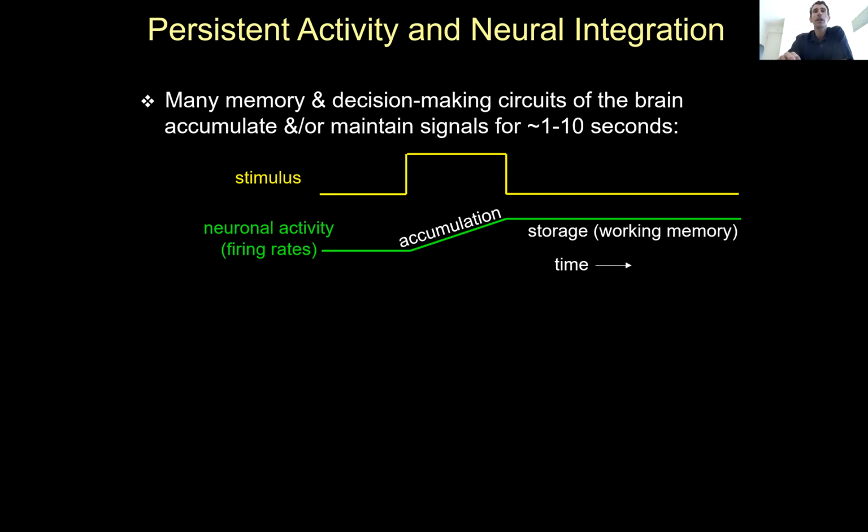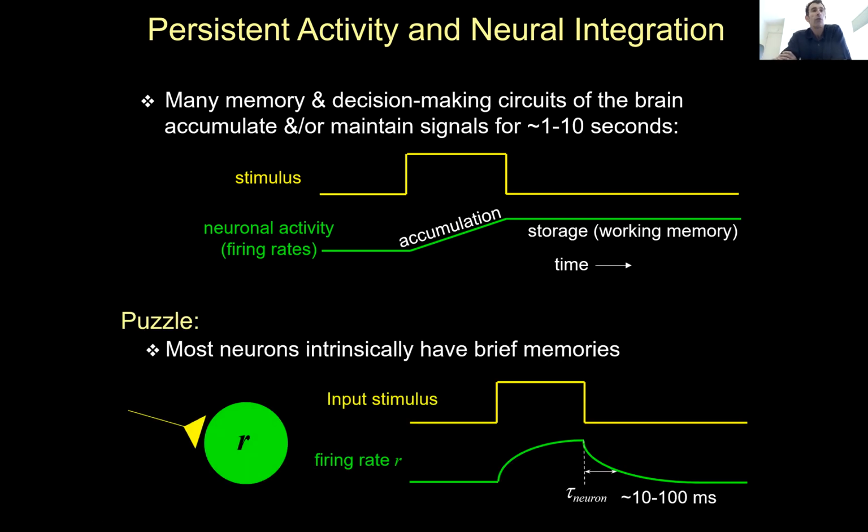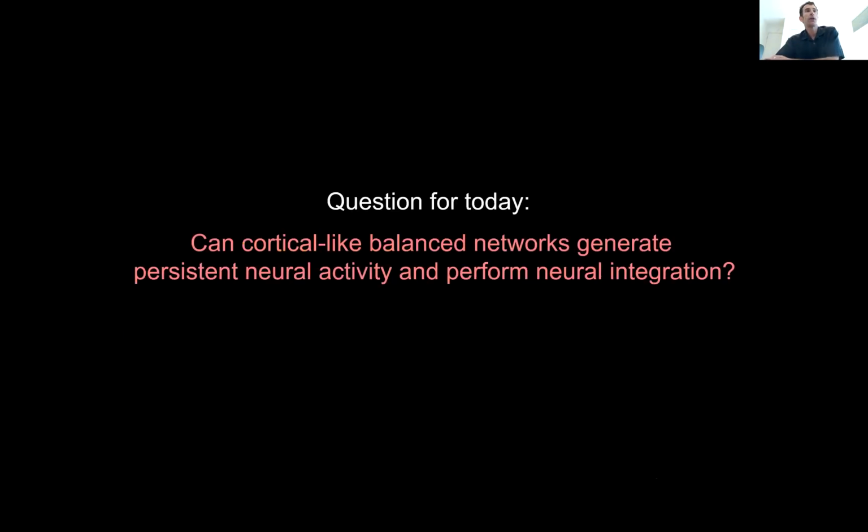Now, this has been a long-standing puzzle in the theoretical neuroscience community, for a very simple reason, that most neurons intrinsically have very brief memories. That is, if you present an input stimulus and turn it off, typically the neuronal or synaptic time constants are on the order of tens to hundreds of milliseconds, not the 1 to 10 seconds of working memory. So the big question for today is, can cortical-like balanced networks generate persistent neural activity and perform neural integration?